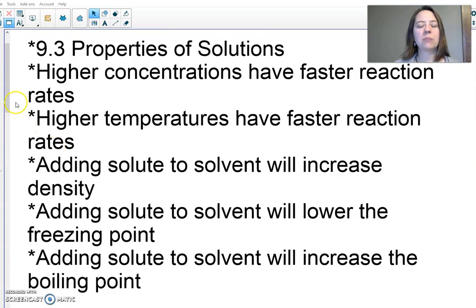Those are some important properties of solutions. 1, higher concentrations have faster reaction rates. 2, higher temperatures have faster reaction rates. 3, adding solute to solvent will increase the density. 4, adding solute to solvent will lower the freezing point. And 5, adding solute to solvent will increase the boiling point. And I believe I said this right, adding solute to solvent will lower the freezing point, but if not, it's lower.